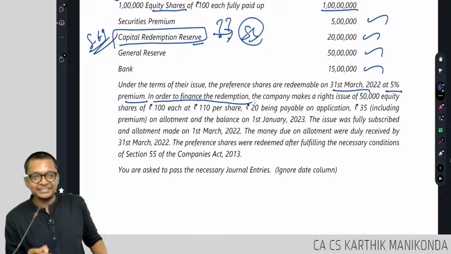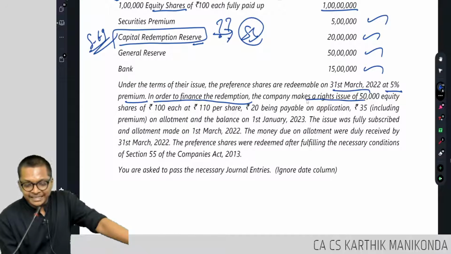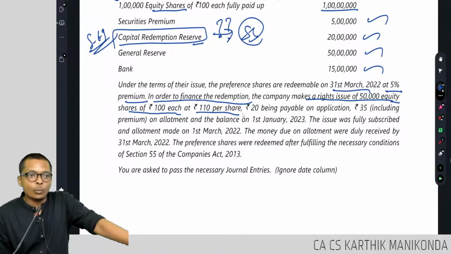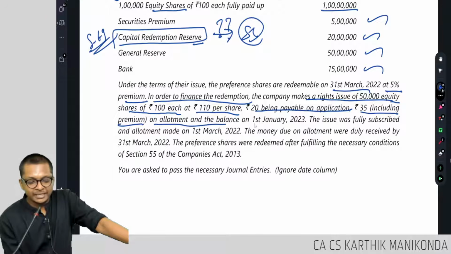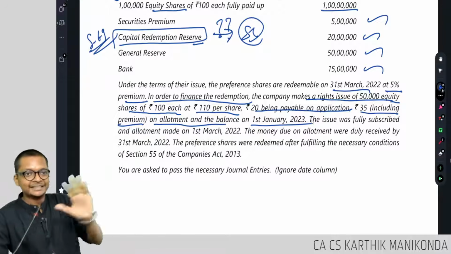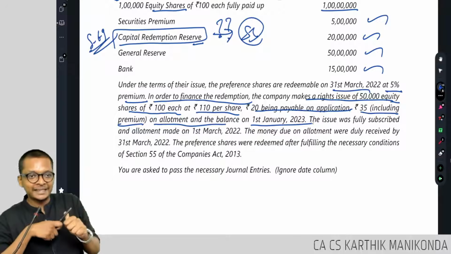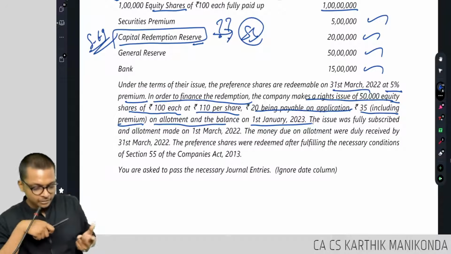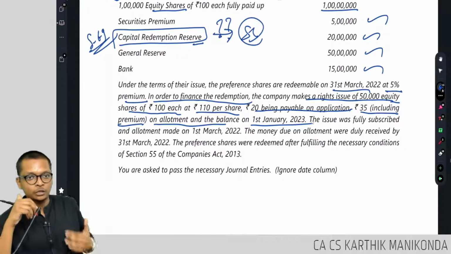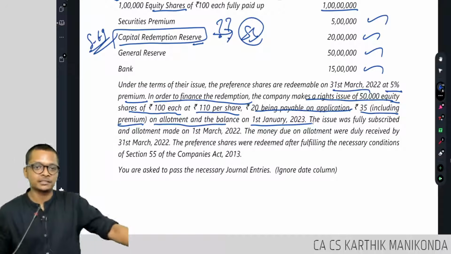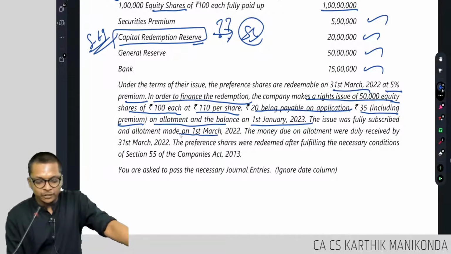In order to finance the redemption, the company makes a rights issue of 50,000 equity shares of 100 each at 110 per share. So a new issue of rights. 10 rupees is what? Premium. Rupees 20 payable on application, 35 including premium on allotment, and the balance on 1st Jan 2023. This you are already very good at. Share issue, application, allotment, first call, final call. Issue of shares, you studied in school, already studied in company accounts, correct? And allotment was made on 1st March.